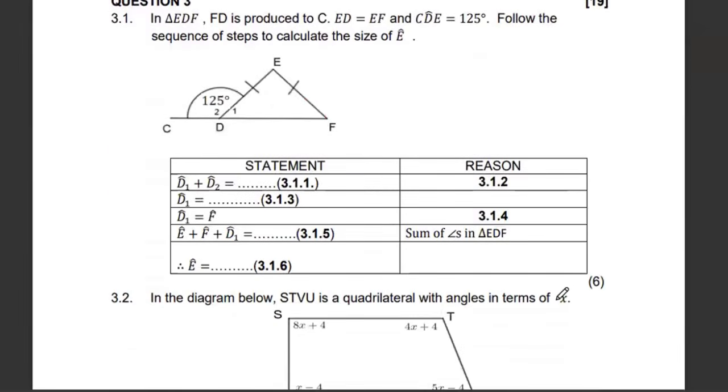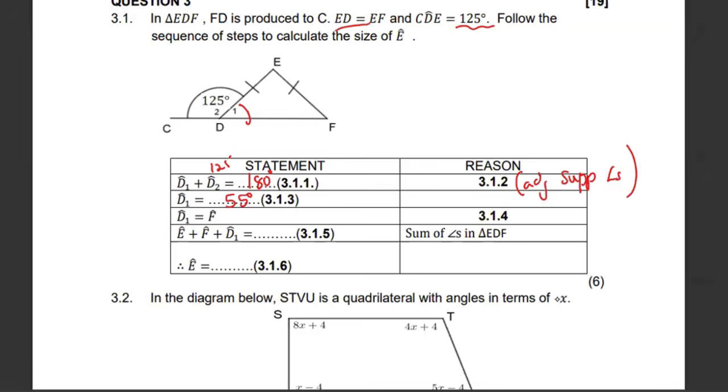Question 3. In the triangle EDF, F is produced to C. These two sides are equal, and then we have this angle, which is 125. Follow the sequence of steps to complete. So we know that D1 and D2 should add up to 180. Reason, adjacent supplementary angles, or you can say angles in a line. So if that is true, and we know that D2 is 125, what is the size of D1? So D1 is going to be 55.